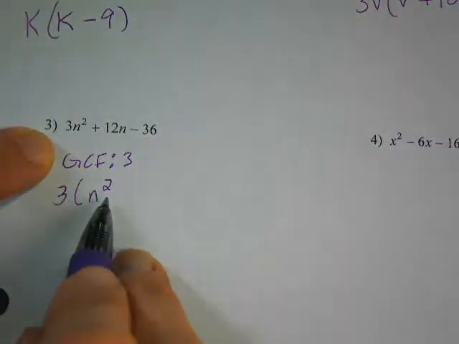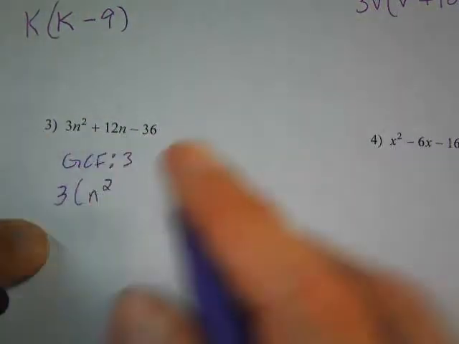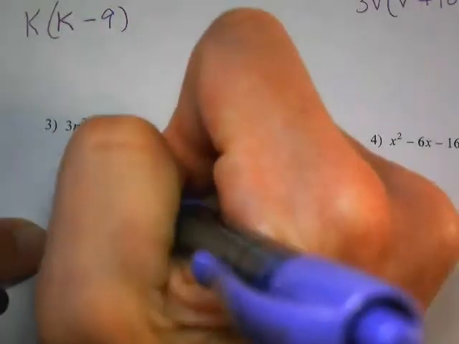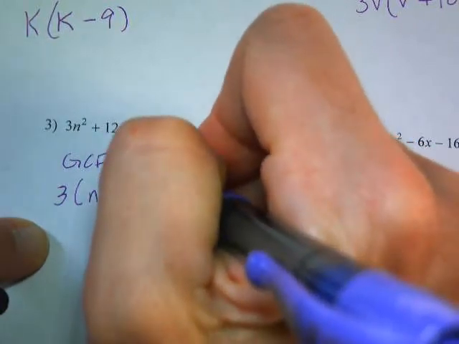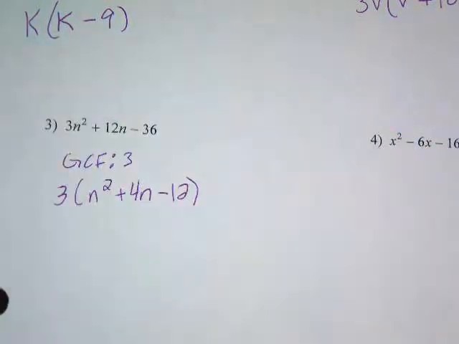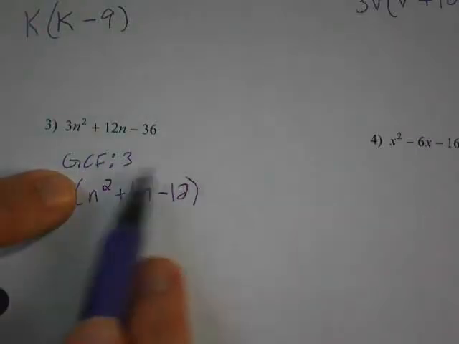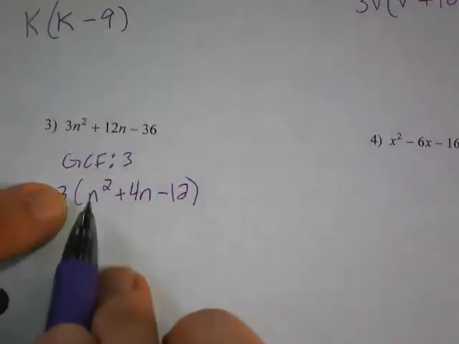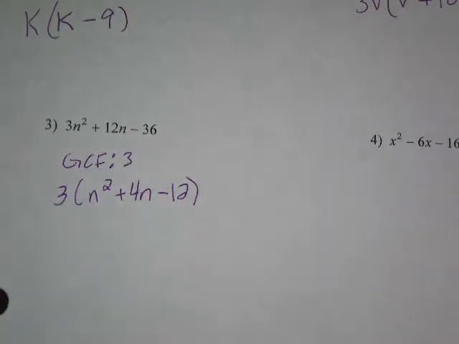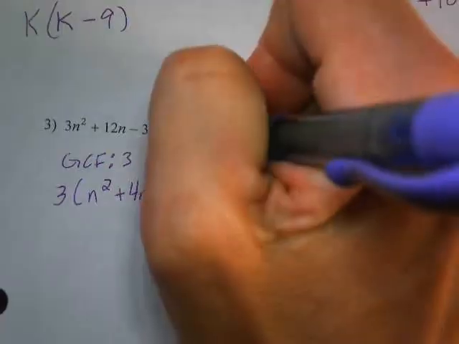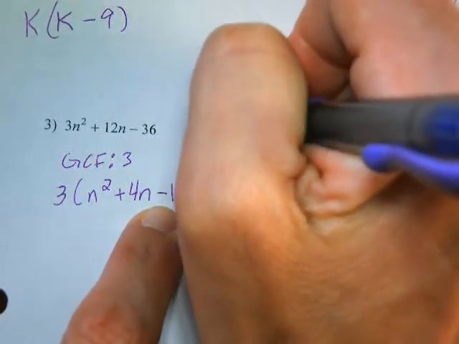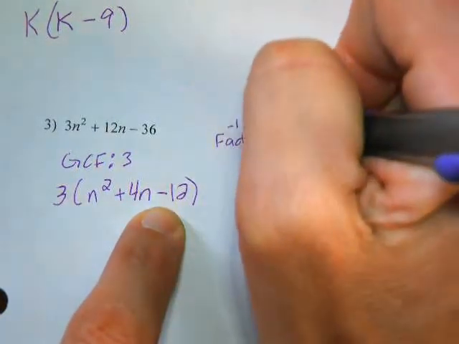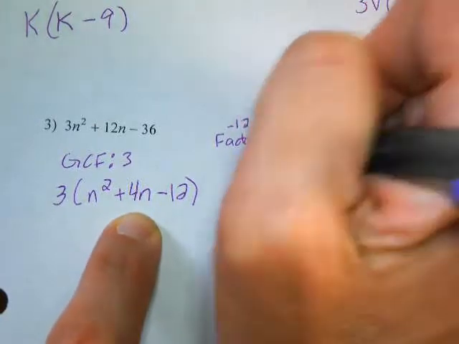We divide by 3 here and we get 1. 12 divided by 3 is 4. Then we have our n. And minus 36 divided by 3. Now we have our 3 on the outside, but we also have a quadratic inside where the coefficient of our first term is a 1. And we can use our steps from yesterday. So we want to find factors of negative 12 that add to positive 4.